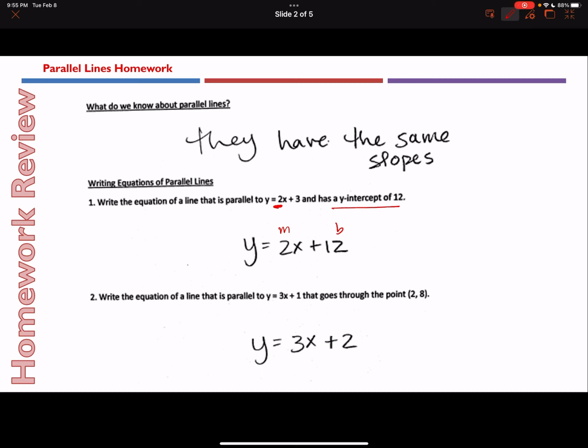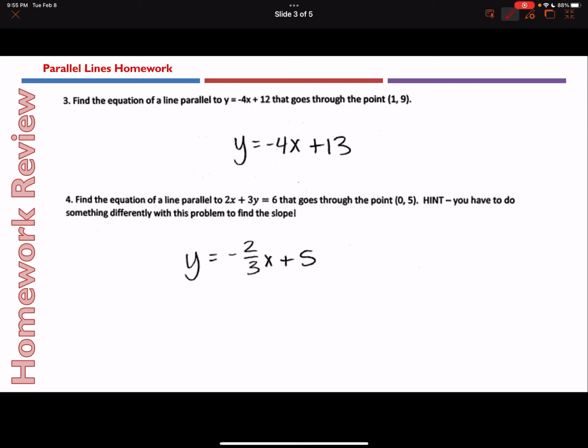But then number 2, we want the equation parallel to y equals 3x plus 1, so we need to pull off that slope. So m is equal to 3, and it needs to go through this point. So remember, this is like x comma y. So y equals mx plus b. You're going to plug in 8 is equal to 3 times the x value, which is 2, plus b. And then you're going to solve for b. And when you solve for b, you get 2. And then that gives you your final answer.